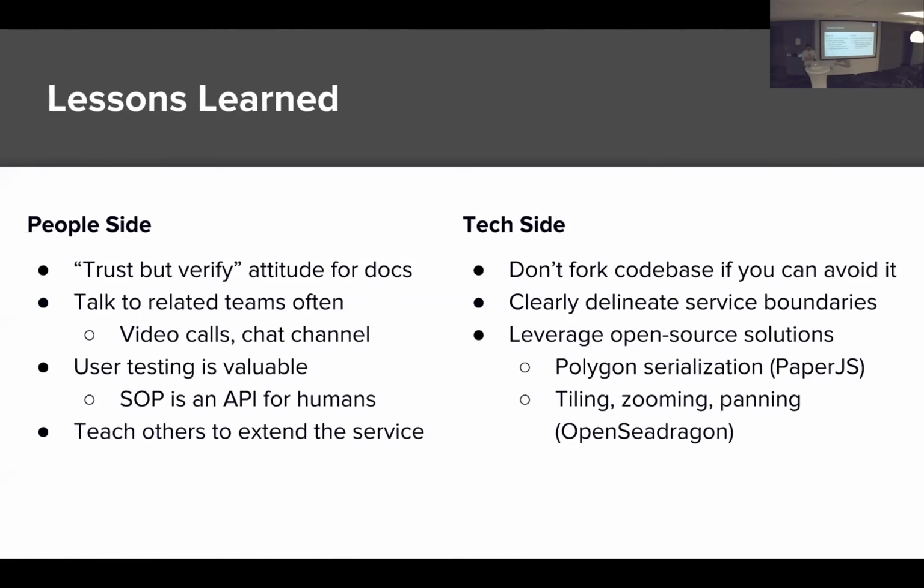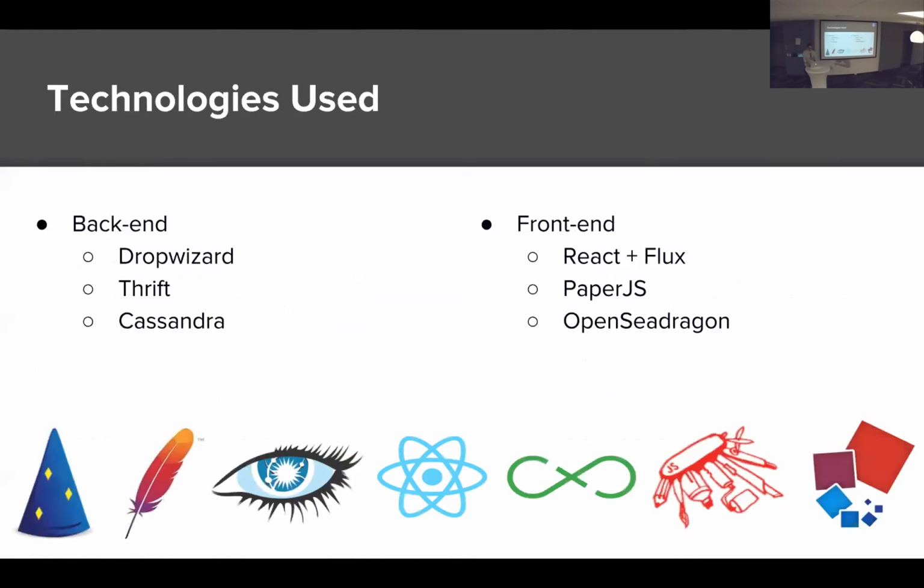And then something that went well for us on the tech side was leveraging open source solutions. So deciding not to roll our own Polygon serialization or zooming and panning and things like that, that there are already good libraries for. So final slide here, some of the open source technologies we used.